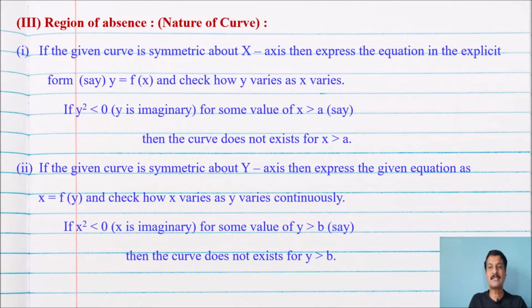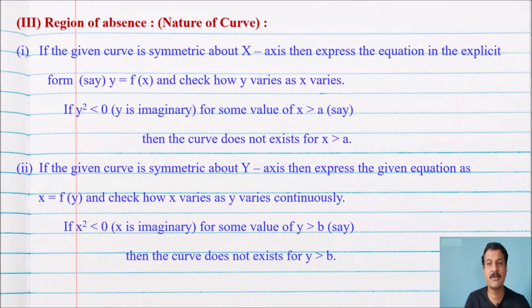If y square is less than 0, meaning y square is negative, then definitely y equals the square root of a negative, meaning imaginary. For some values of x, maybe x greater than a, the curve does not exist. A very simple way to remember: find where y square becomes negative, meaning y becomes imaginary. For those values of x, the curve does not exist because y is imaginary.